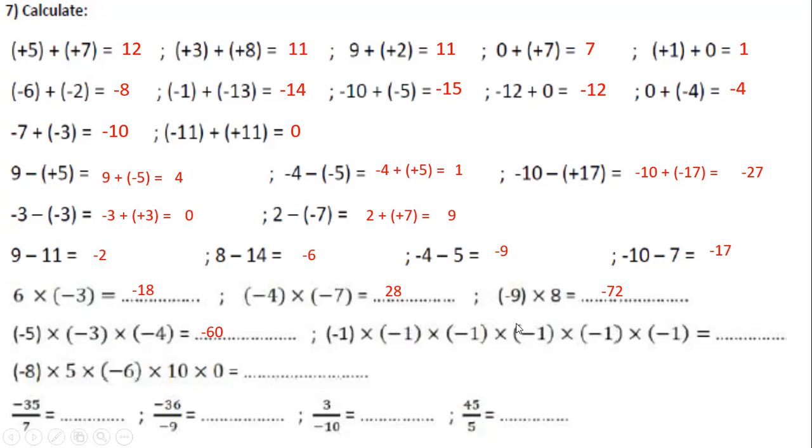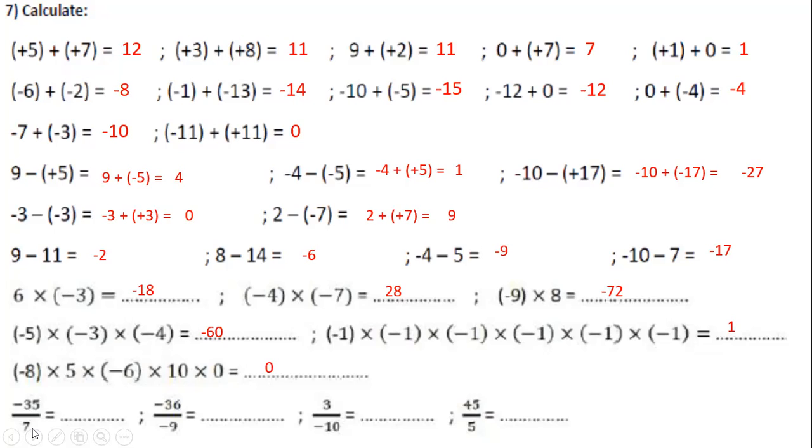1 times 1 times 1 times 1 times 1 times 1. So my answer is? Positive 1. So my answer will be positive 1. Now we have minus 8 times 5 times negative 6 times 10 times 0. There is no need to multiply all these numbers. Why? Because all of them are multiplied by 0. So my answer will directly be 0.